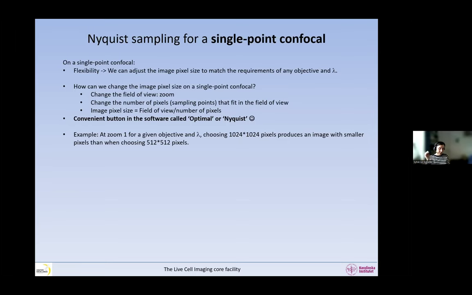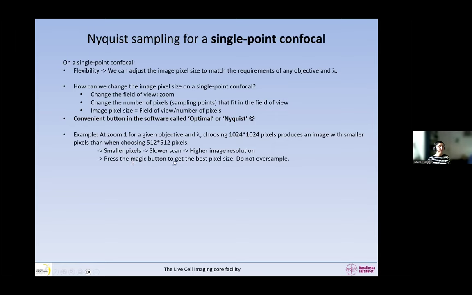And you know that very well, if you are in a single point confocal and you choose 1024 pixels, you're going to scan much slower because we go from one point to the next point, right? And then we go from one line to the next line. So in a single point confocal, this is the way we image. The higher the number of pixels, the slower it goes. So we have smaller pixels. If we use 1024, we scan slower, but the image resolution is going to be higher compared to 512.